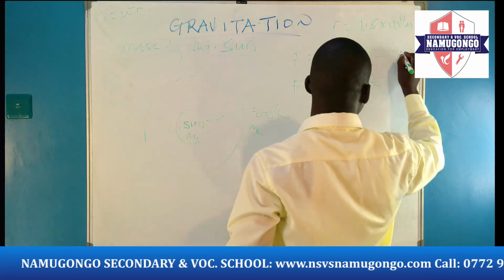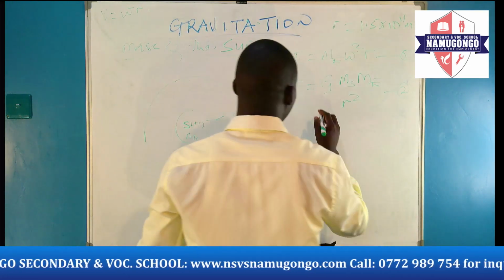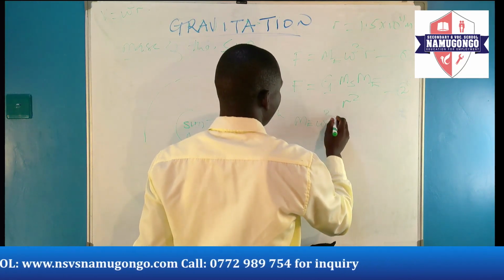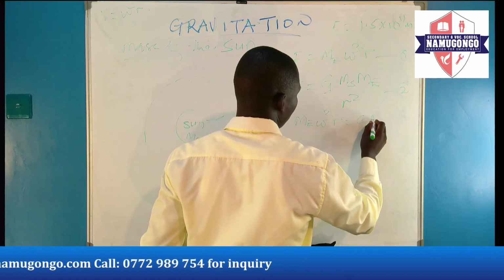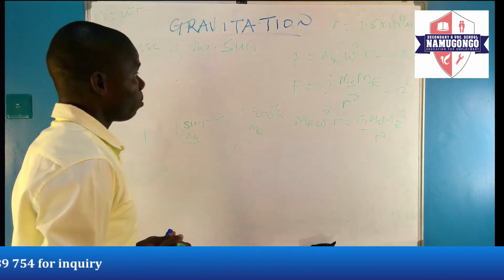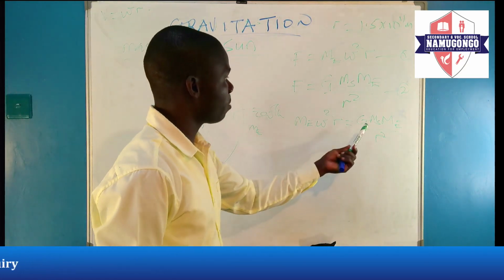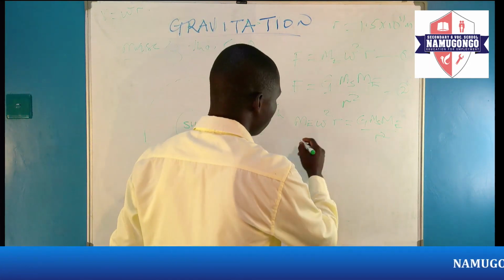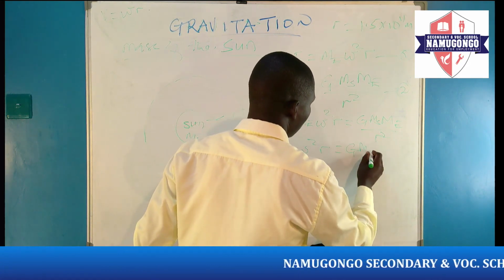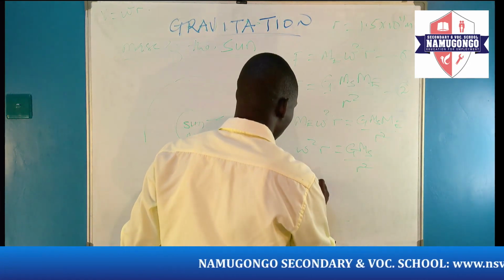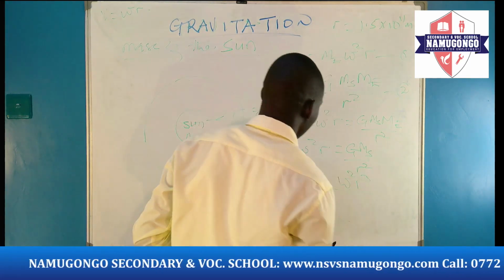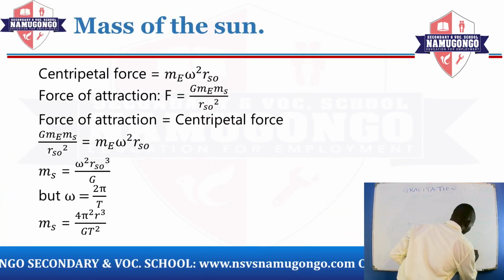So we can call this one equation 1, we call this one equation 2, and we shall say that equation 1 equals equation 2. M_E omega squared R equals G M_S M_E all over R squared. Now, to get the mass of the sun, we just make M_S the subject. First of all, M_E will cancel, and we shall remain with omega squared R equals G M_S all over R squared. M_S in this case will be equal to omega squared R cubed divided by G.